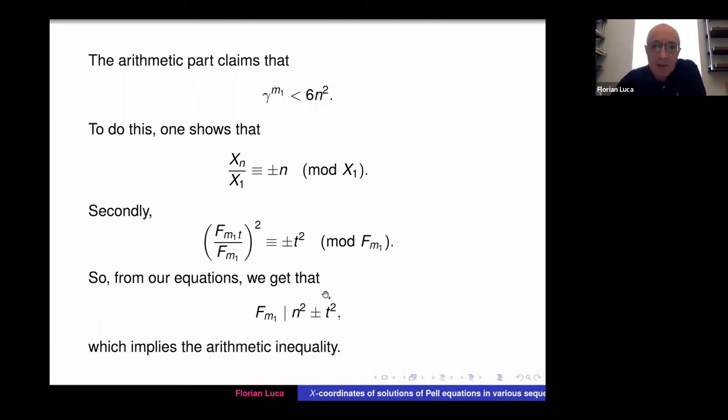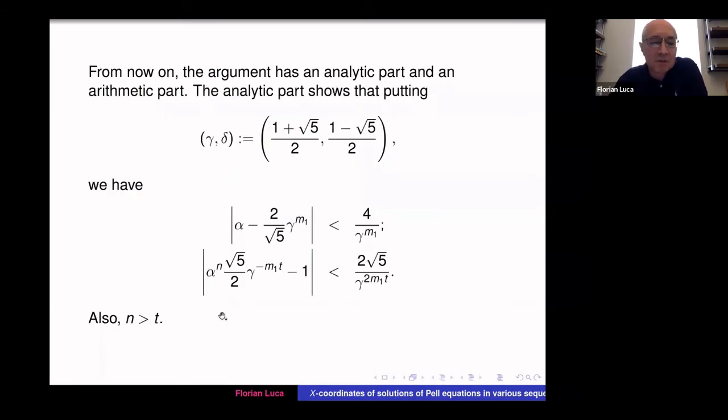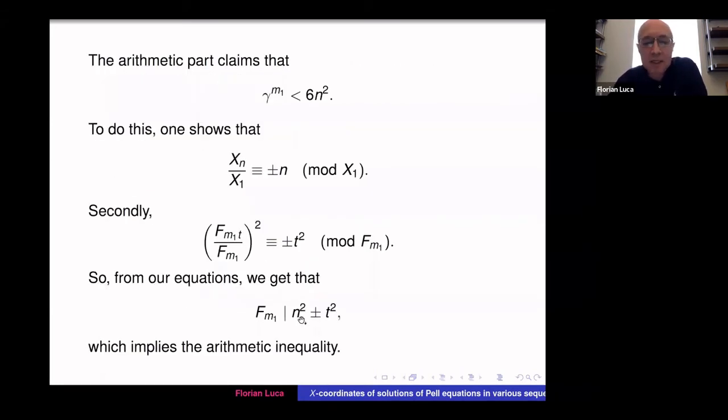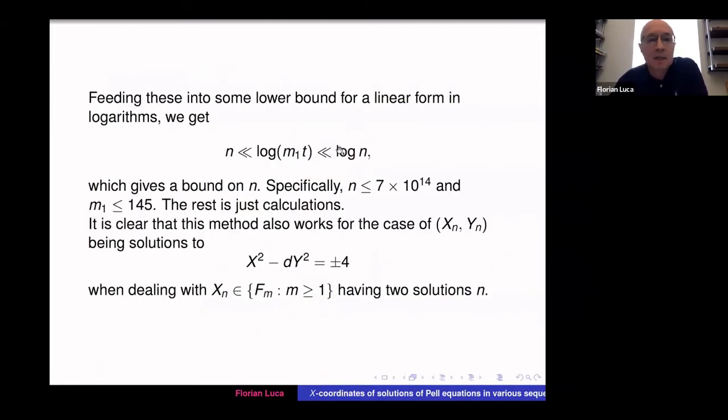So now you combine, now this implies that. For example, f sub m1, as I said, is about the golden section to the power m1 divided by root 5, and this is at most t smaller than n. This is at most 2n squared, so you recover that part in there.